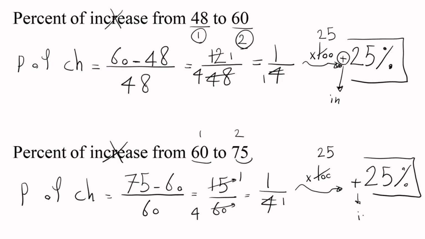And by the way, if you pay attention to the question, it says from 60 to 75. So the number is increasing, right? So percent of change must be positive and it must show an increase, okay?